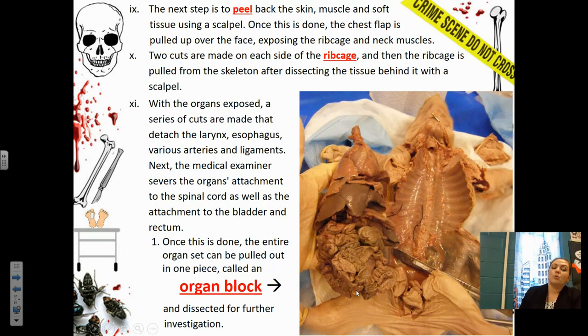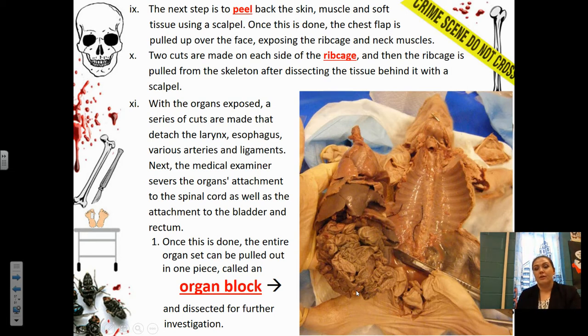Now, the next step is to peel back the skin, muscle and soft tissue using a scalpel. Once this is done, the chest flap is pulled up over the face, exposing the rib cage and the neck muscles. Two cuts are made on each side of the rib cage, and then the rib cage is pulled from the skeleton after dissecting the tissue behind it using the scalpel.